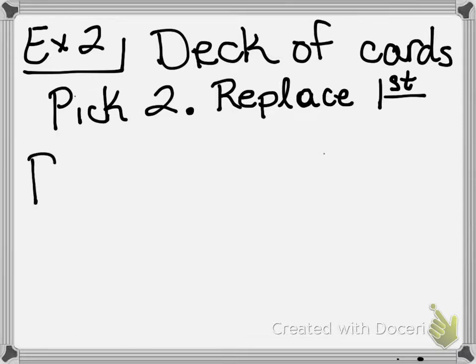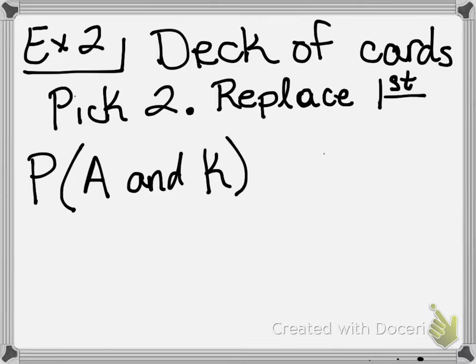So, I want to find the probability that the first card we draw is an ace. We put it back. And then the second card we draw is a king. That would be really, really good for a few card games. So how we do this is we're going to find the probability of each thing happening individually, ace and then king, and then we're just going to multiply those 2 fractions together.